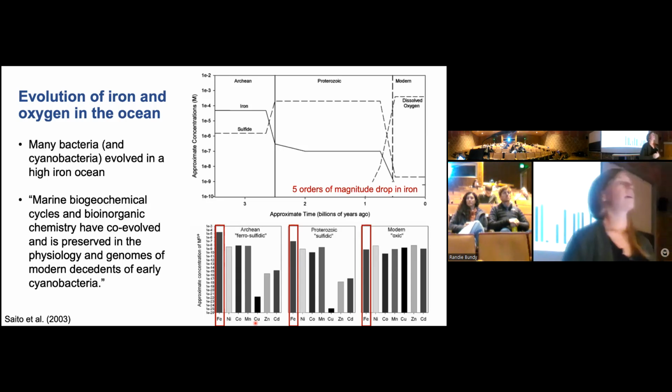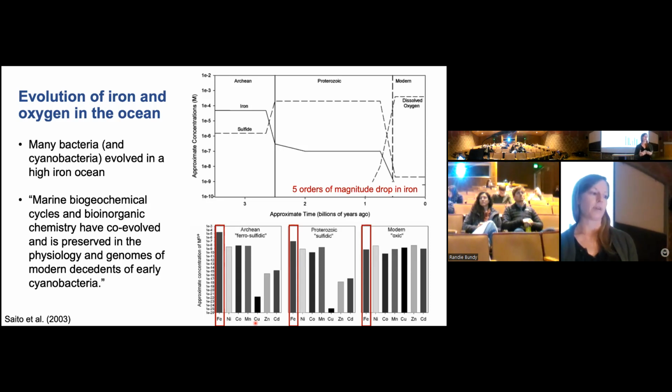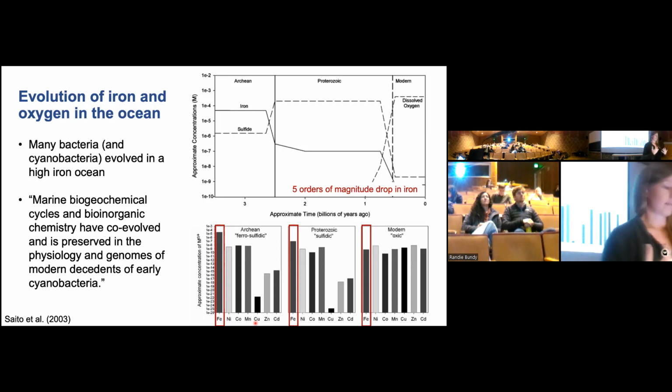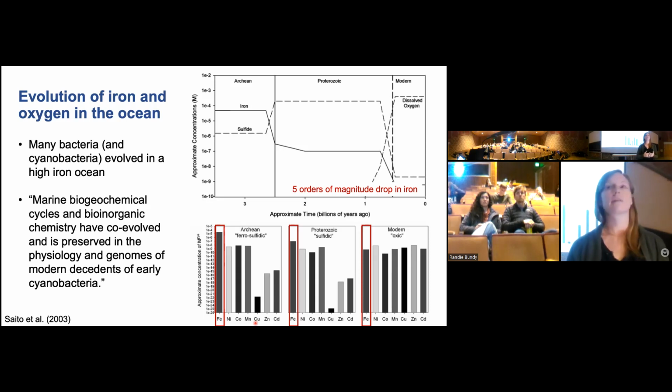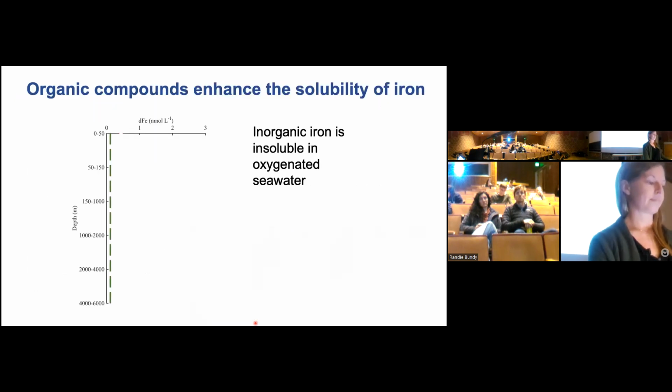And so because of this, many early bacteria and cyanobacteria evolved in this higher iron ocean. And so they've evolved to have metabolisms that are very heavily dependent on iron. And I like this quote from this paper where I pulled this figure that says, marine biogeochemical cycles and bioinorganic chemistry have co-evolved, and it is preserved in the physiology and genomes of modern descendants of these early cyanobacteria. So because a lot of enzymes are really slow to evolve over time, many of these are very metal intensive still to this day. And so, as I mentioned, in the modern oxic ocean, iron is very poorly soluble.